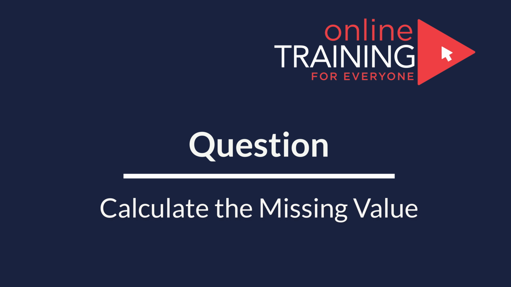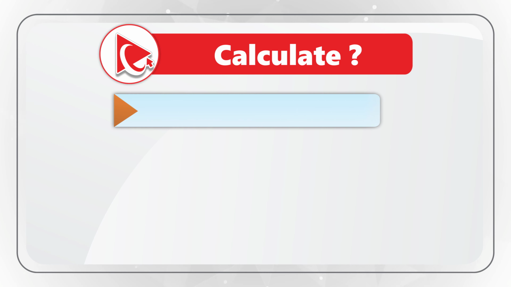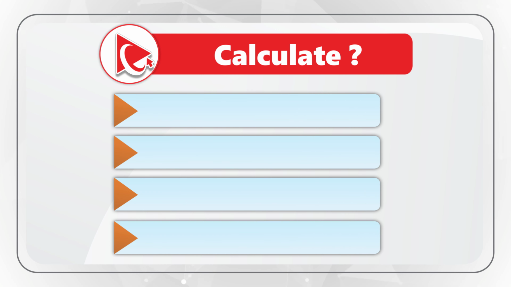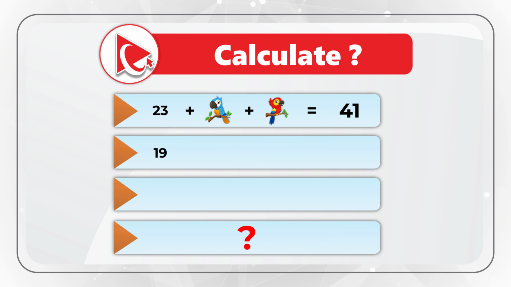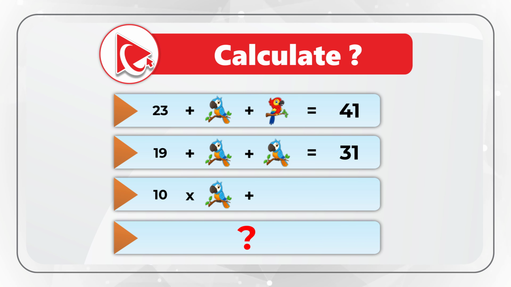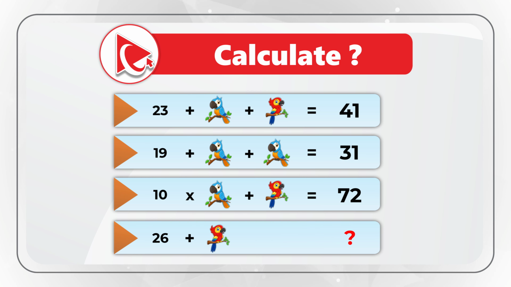One of my favorite questions is where you need to calculate the missing value. You're presented with 3 equations, and in the 4th equation, the result is missing. The first equation is 23 plus blue parrot multiplied by red parrot equals 41. Second equation, 19 plus blue parrot equals 31. Third equation is 10 multiplied by blue parrot plus red parrot equals 72. And last but not least, the expression is 26 plus red parrot multiplied by blue parrot equals missing value.